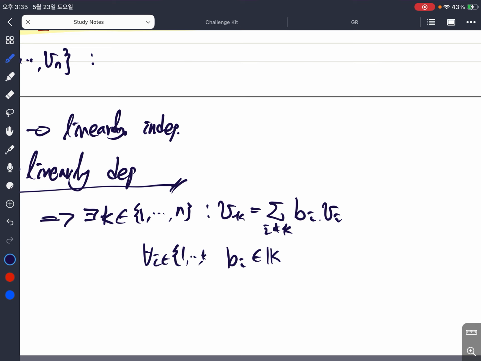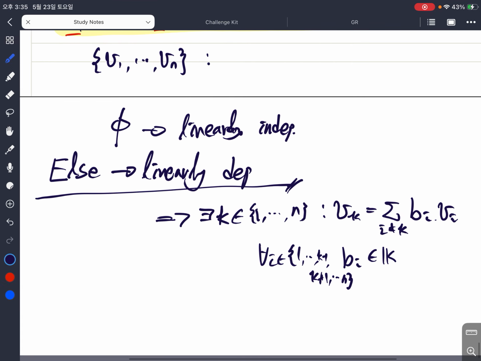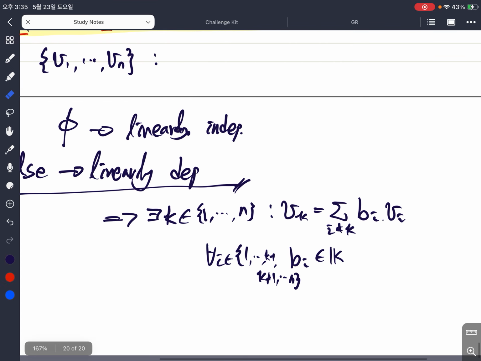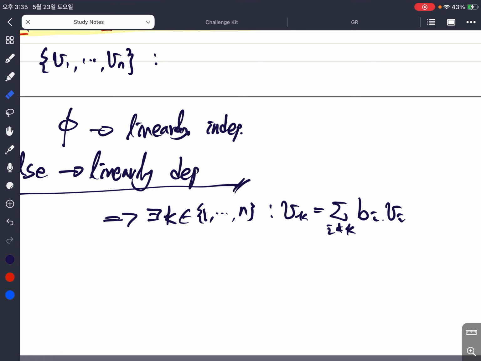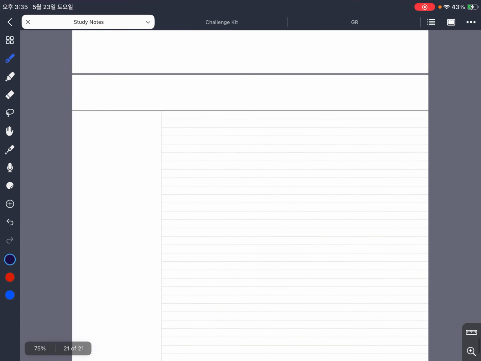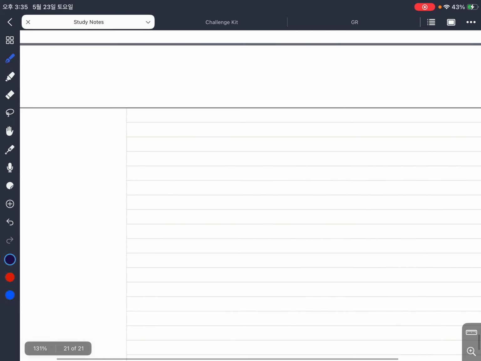For i from 1 to k minus 1 and k plus 1 to n, and then it is a bit confusing, so I'll be a little bit sloppy. I write this as i in K. Let me be a little bit sloppy on notation. I assume you know what I mean. Yes, this is linearly dependent and independent.